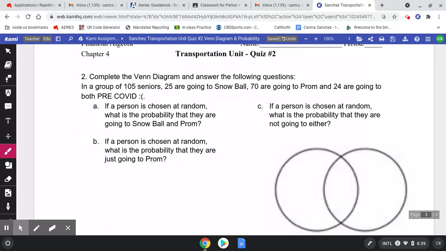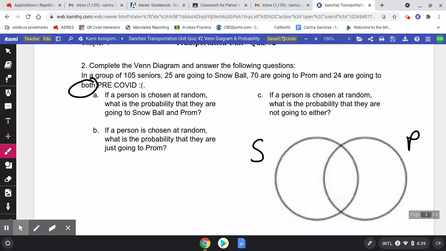Okay, now this is a smaller Venn diagram. Let's check out this one. In a group of 105 seniors, 25 are going to Snowball, 70 are going to prom, and 24 are going to both. So again, start with the both and make sure you get your labels. So we've got Snowball and prom. And again, if you did these in reverse, it's still fine. We just have to grade it backwards like that.